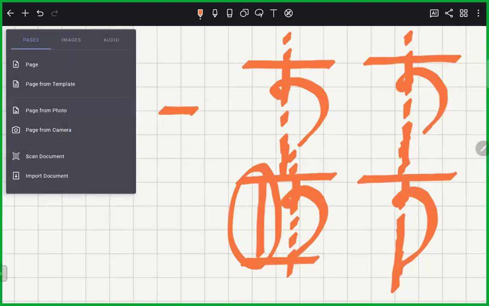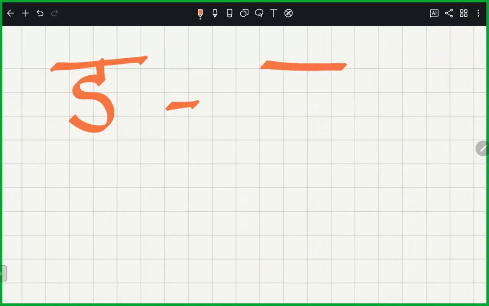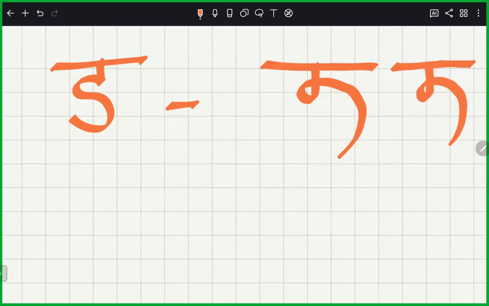Okay, so let me draw this again for you. This is da. From the center we start. We curl it up here. And when we are drawing this curve, we do not get it till here. We just stop here. Towards the left hand side, we just stop. So this is da. Okay.